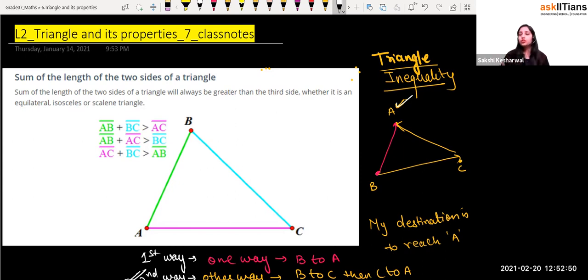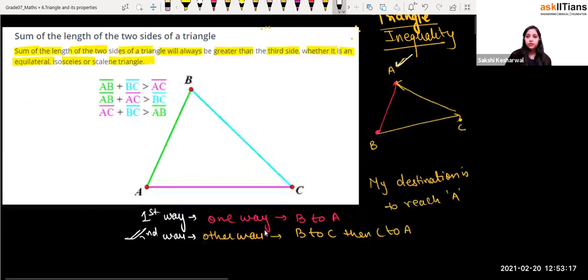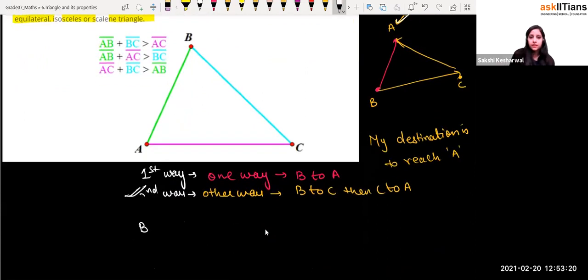The same thing follows for the triangle, and this is called what? Triangular inequality. What does the triangle inequality say? The sum of the lengths of two sides of a triangle will always be greater than the third side, whether it is an equilateral, isosceles, or scalene triangle. Any kind of triangle. So BC distance plus CA distance will always be greater than AB distance, your BA distance. You went from B to C, then C to A, which is always greater than B to A.